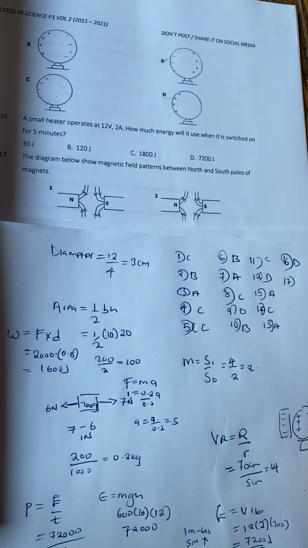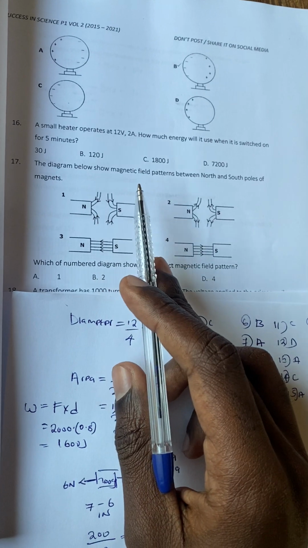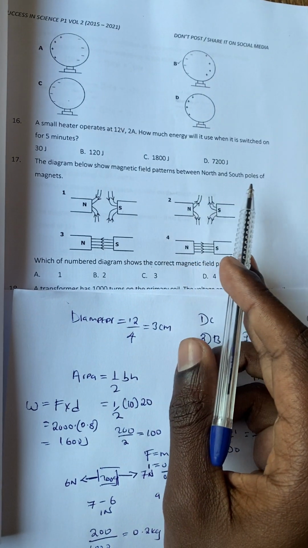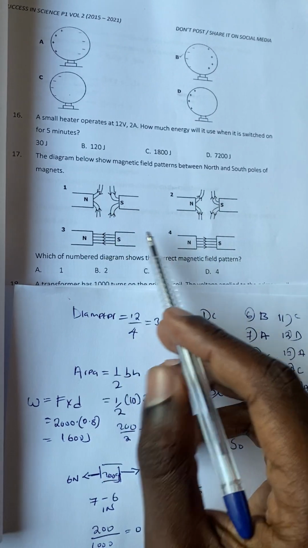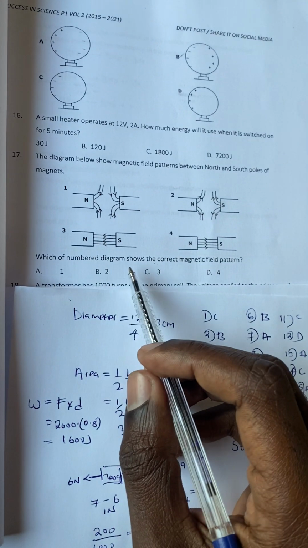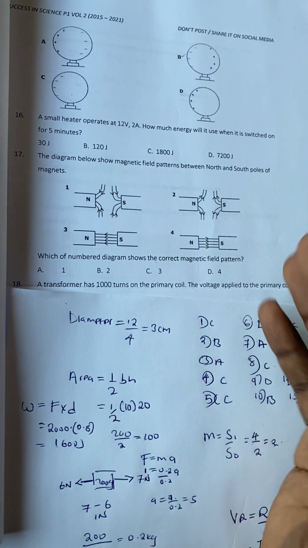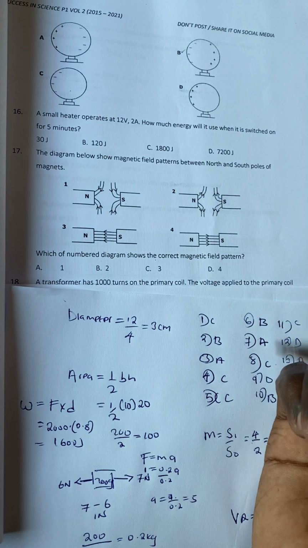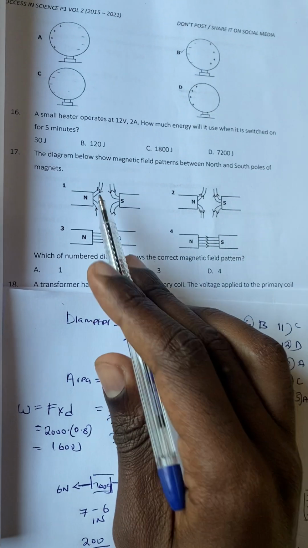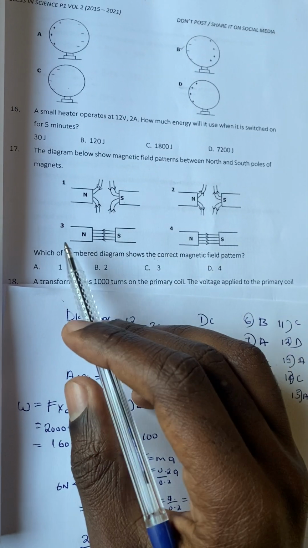Question 17. The diagram below shows magnetic field pattern between north and south pole of magnets. So there is 1, 2, 3, 4. Which of the numbered diagrams show the correct magnetic field patterns? So I'm dealing with two different magnets, the north pole and south pole, meaning attraction is supposed to take place. So these two are wrong because they show repulsion.